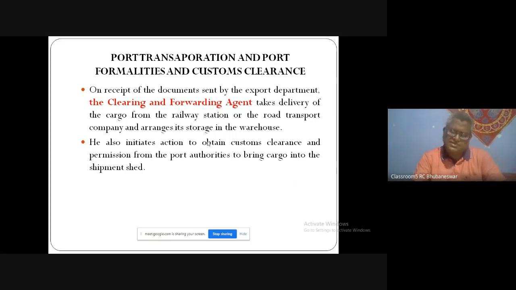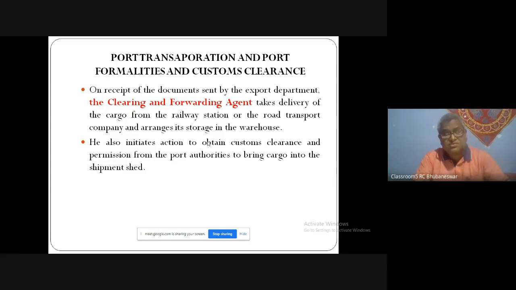Similarly, an agent is required. Without an agent, it cannot be carried out. That is called a clearing or forwarding agent. And customs clearance is necessary. Port authorities' clearance is necessary. I have already stated that a mate receipt is required. Mate receipt means the captain says the goods are to be loaded, and the port superintendent can issue a receipt. That is called a mate receipt.